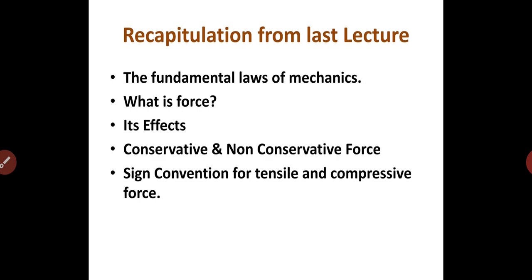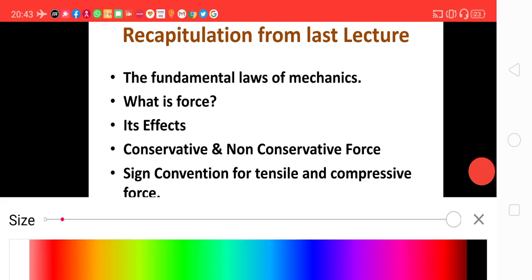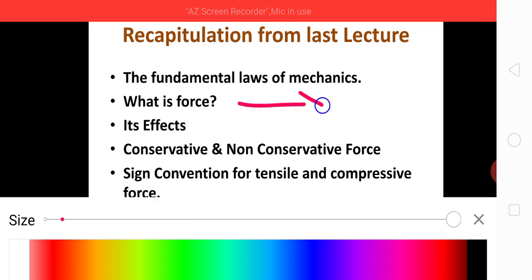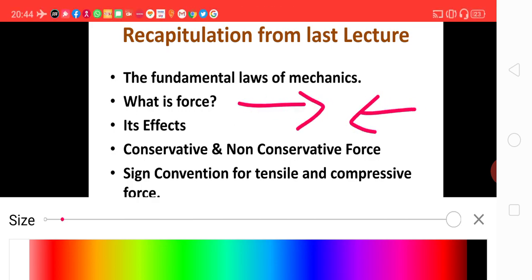Then we had a sign convention. Normally, the arrow pointing outward is called tensile force, but when we see from the body, then we can say the tensile force in the body will be marked like this. Then similarly, the compressive force will be marked like this.